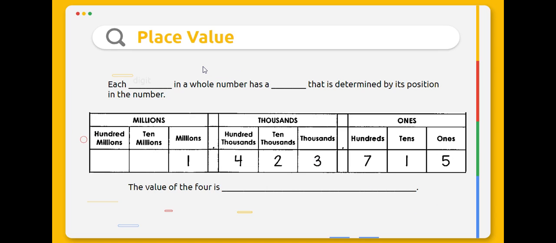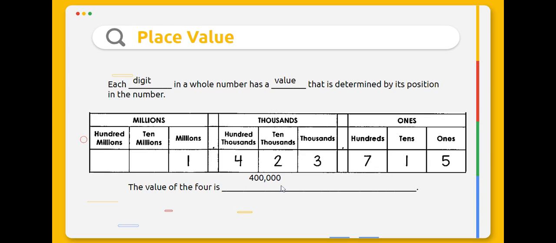Okay, for place value, each digit. Now remember, digit is a math term for a number. Each digit in a whole number has a value that is determined by its position in the number. The value of this 4, well, first and foremost, I know it's not worth 4 ones or 4 tens or 4 hundreds. It's worth 400 thousands. Now, notice how many zeros there are behind this. There are 5. Well, notice how many places behind the 4 there are: 1, 2, 3, 4, 5. Okay, that is the value.